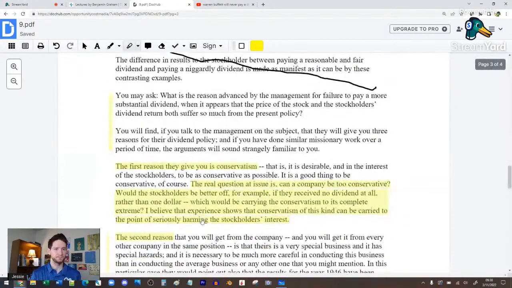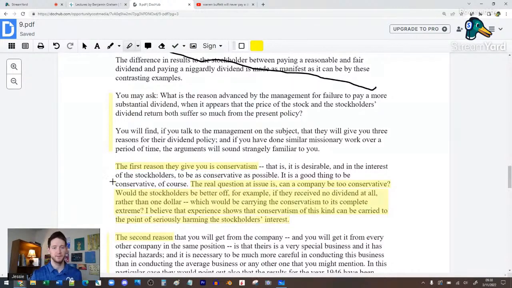But let's continue. He then says, you may ask, what is the reason advanced by the management for failure to pay a more substantial dividend when it appears that the price of the stock and the stockholders' dividend return both suffer so much from the present policy? Ben Graham says, isn't it obvious? Why are people doing this? And he says, you will find if you talk to management on the subject that they will give you 3 reasons for the dividend policy. And if you've done similar missionary work over a period of time, the arguments will sound strangely familiar to you.